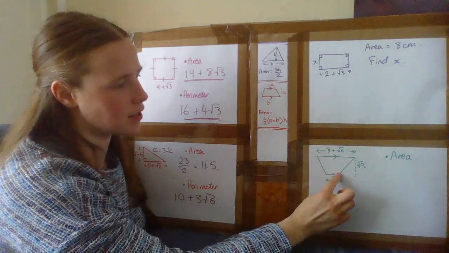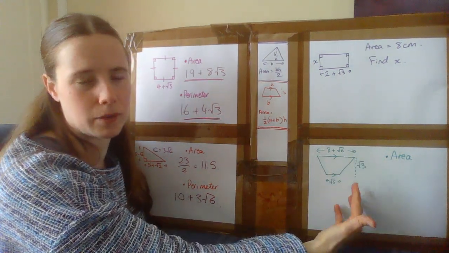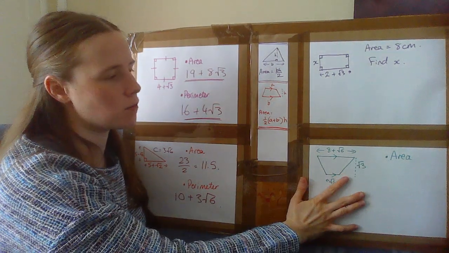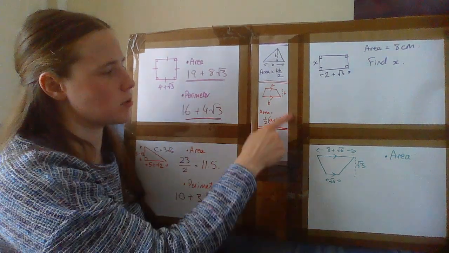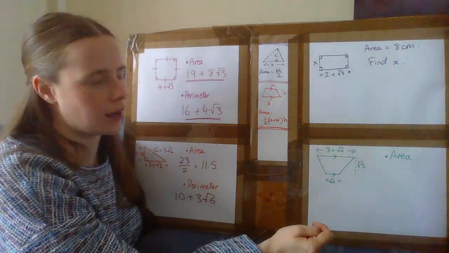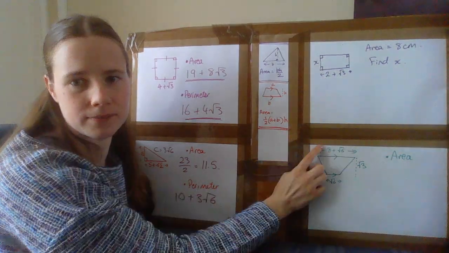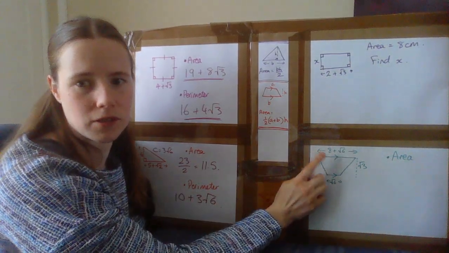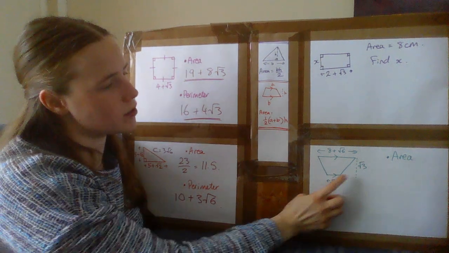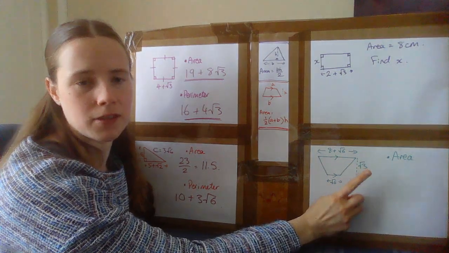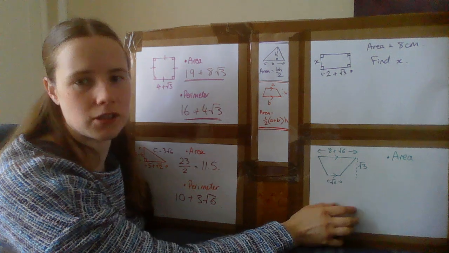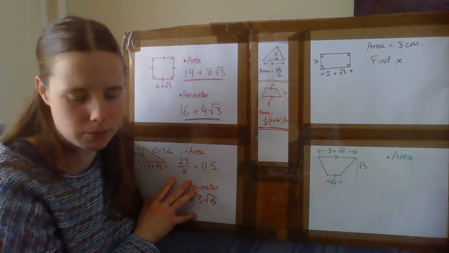We've got the two parallel sides here, and we've got the height between them, and we need to find an expression for area. This one's a bit more complicated than the ones we've already seen, just because you have to use this formula. If you can't see it, this length here says 2 plus root 3. This length here says 8 plus root 6. This length here says root 6, and this says root 3. So pause the video, have a go at those questions, and then I will go through them in just a moment.